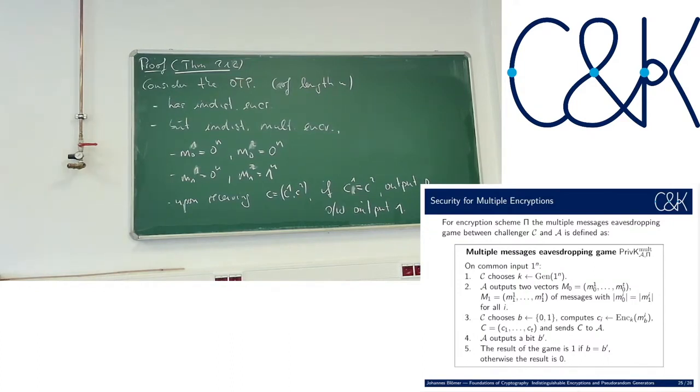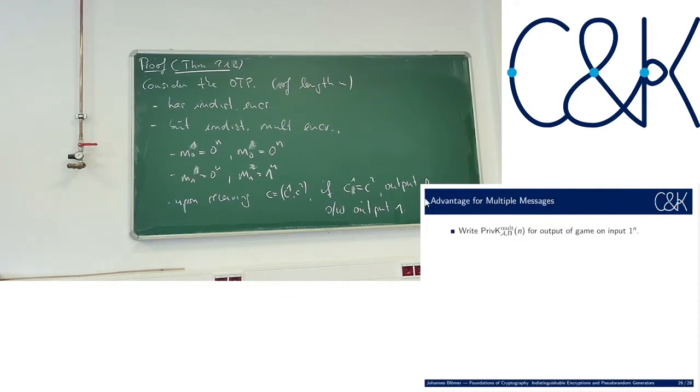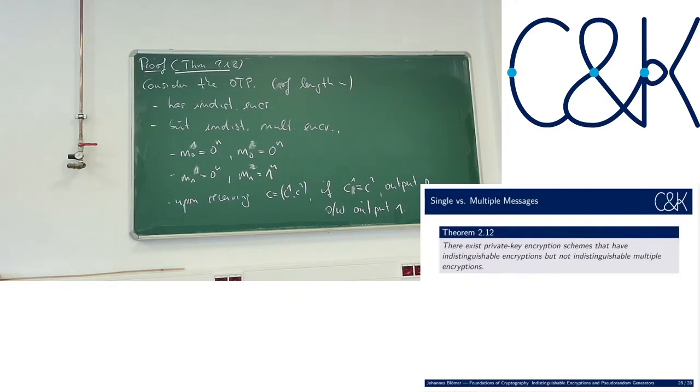So, this wins the game with probability 1. Its success probability is 1, so its advantage is 1/2. Sorry. Okay.